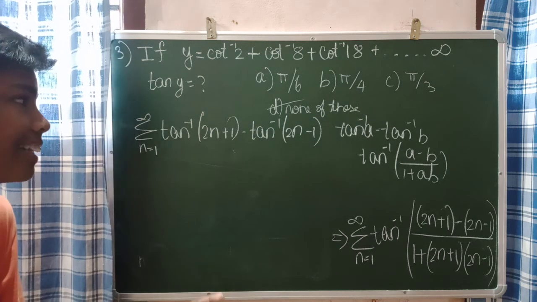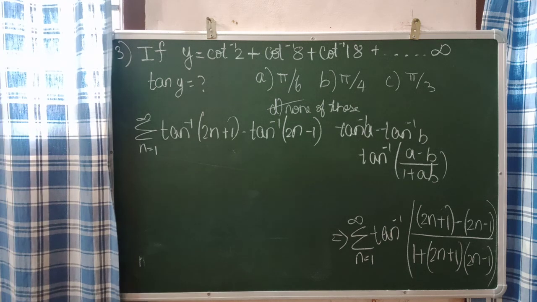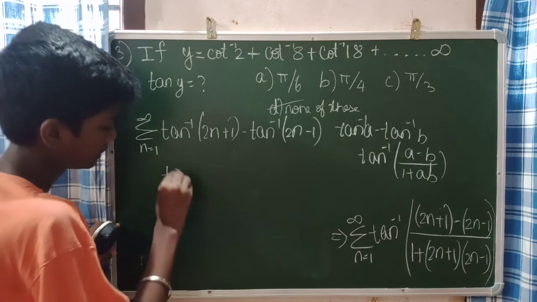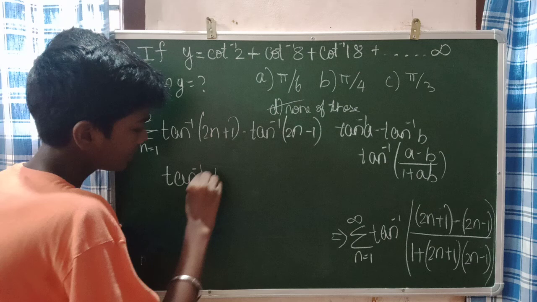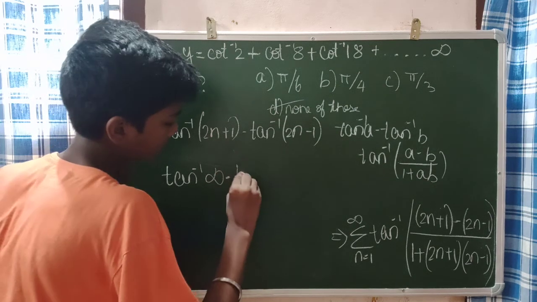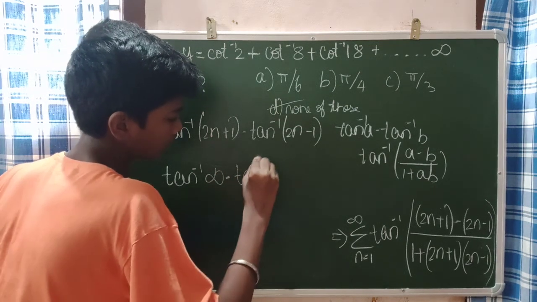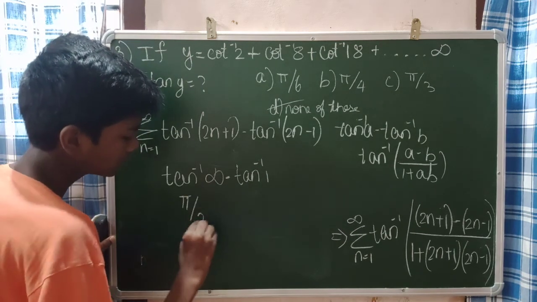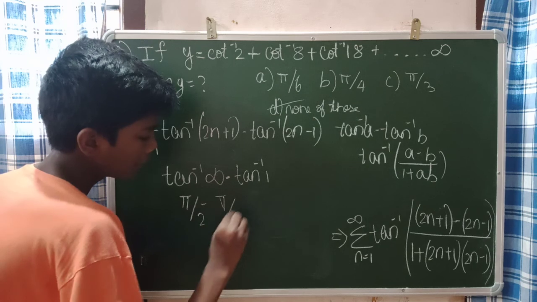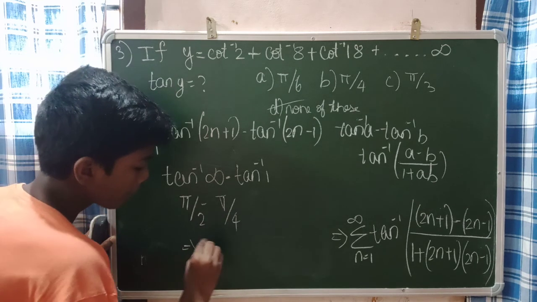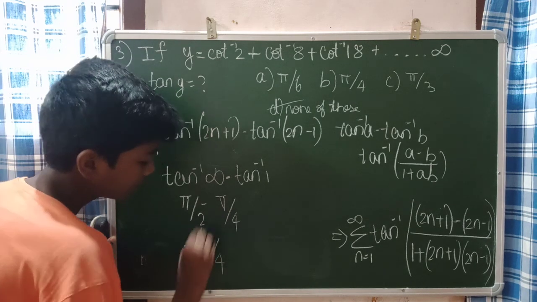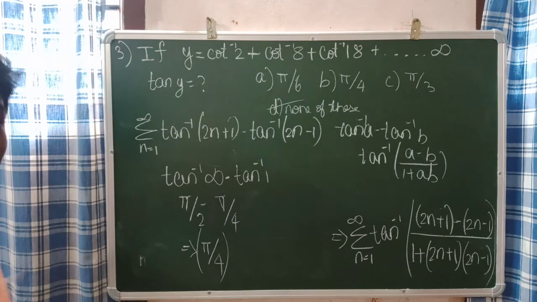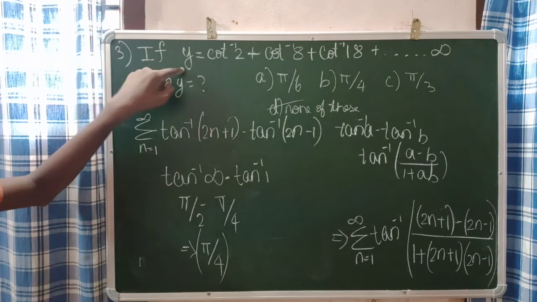When you put like that, finally you will be getting the answer as tan inverse of infinity minus tan inverse of 1. So what is tan inverse of infinity? Pi by 2. What is tan inverse of 1? Pi by 4. So pi by 2 minus pi by 4 will be equal to pi by 4, and that's the answer for this question. No, that is not the answer for this question. That is the answer for y.